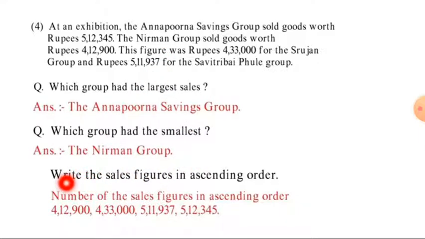Then the next question is, write the sales figures in ascending order. So the sales figures in ascending order are: first 4,12,900, next 4,33,000, next number 5,11,937 and the last number is 5,12,345. I hope students you have understood both the exercises very well.